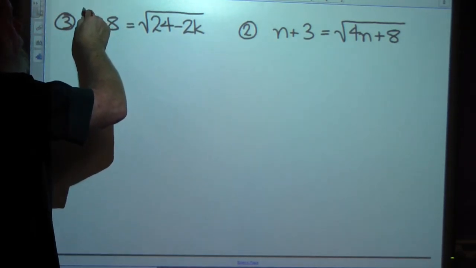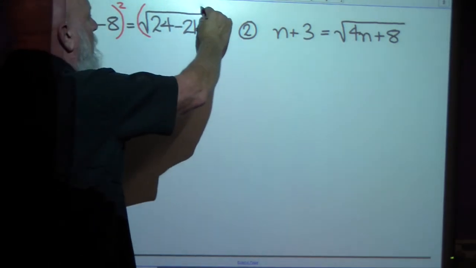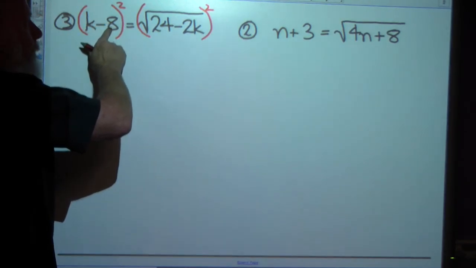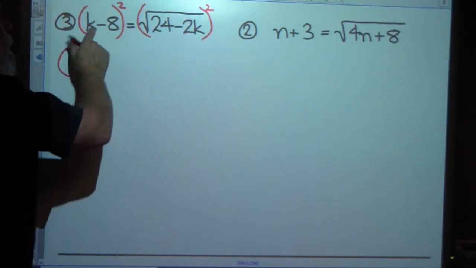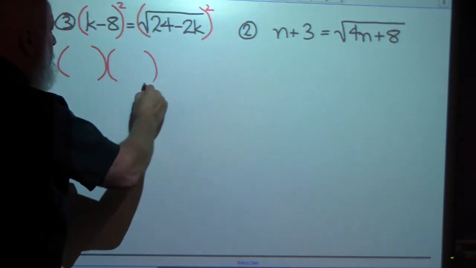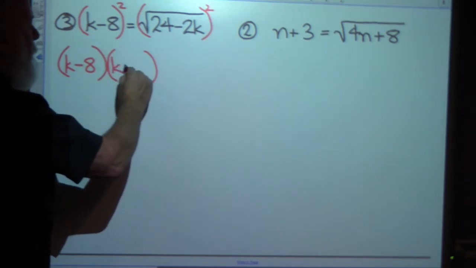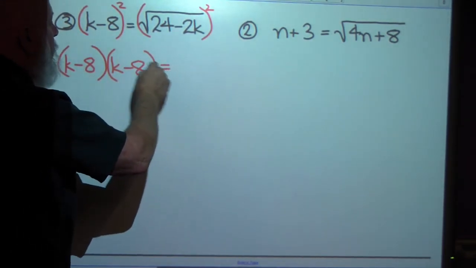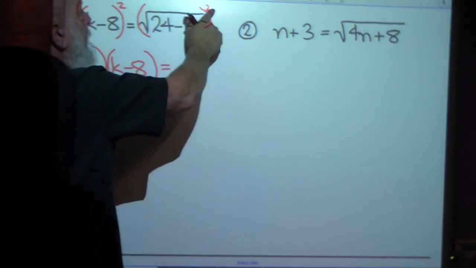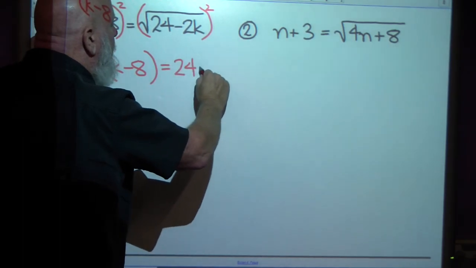When I square both sides to get rid of this radical, I have to remember you can't just square both of these. This isn't k squared minus 64. A binomial square means a binomial times itself. K minus 8 times the quantity k minus 8. That's the binomial squared, the square of a binomial, equals, and this squared cancels out that radical, so to speak.